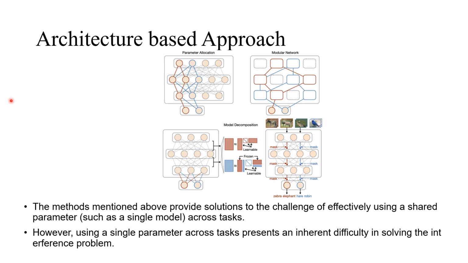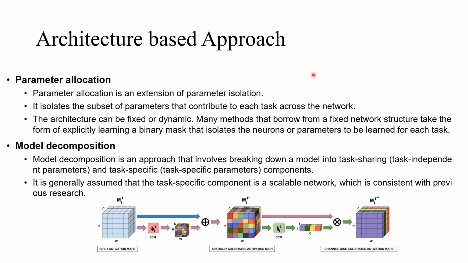However, recently, it seems that instead of being categorized this way, it is categorized into three categories: parameter allocation, model decomposition, and modular network. Parameter allocation is an extension of parameter isolation, and then model decomposition is an approach that involves breaking down a model into task-sharing and task-specific components. It is generally assumed that the task-specific component is a scalable network, which is consistent with previous research.